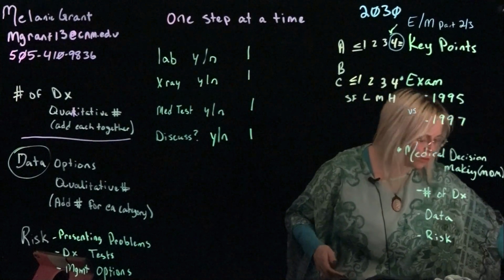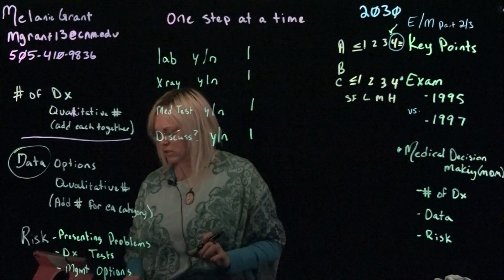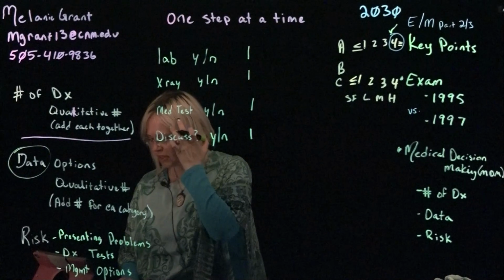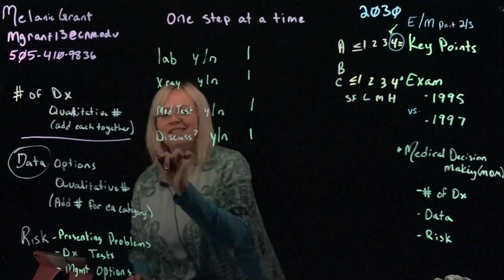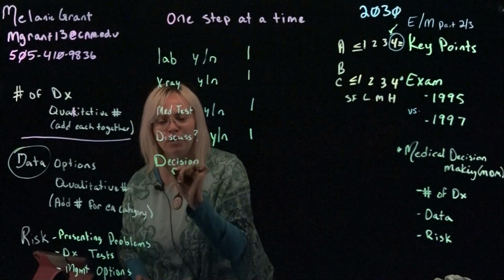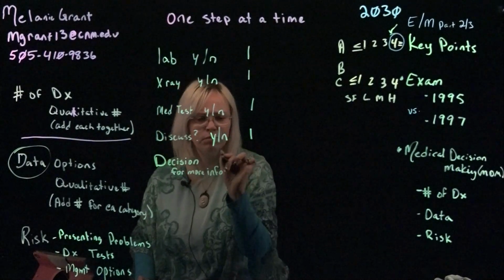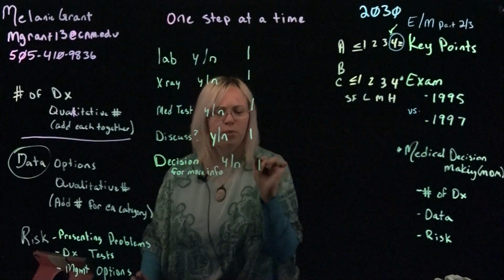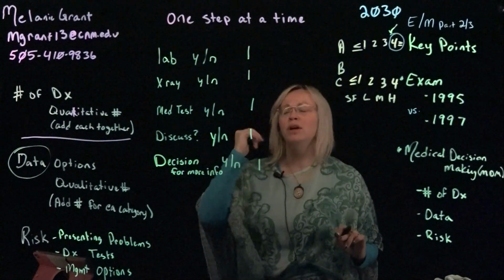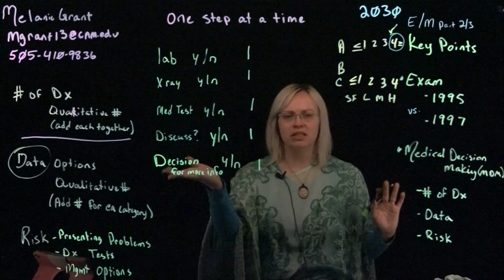The next one's kind of a cool one because it applies a lot of times. The decision to obtain old records and or to obtain history from someone other than the patient. Now keep in mind this is a decision for more info. If you think of it like that, decision for more info, yes or no? 1 point. So if they say, I need the patient to have their old records from such and such medical office sent over, and that's all they said, that's a point.